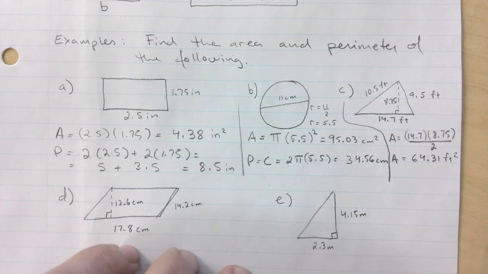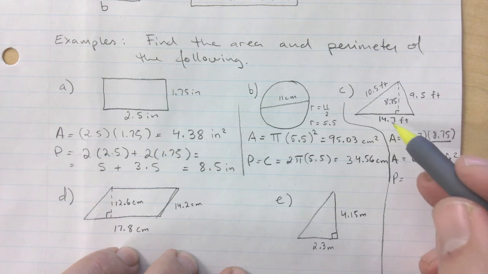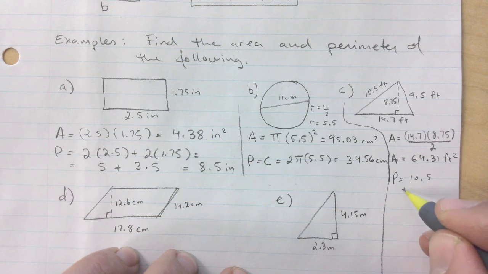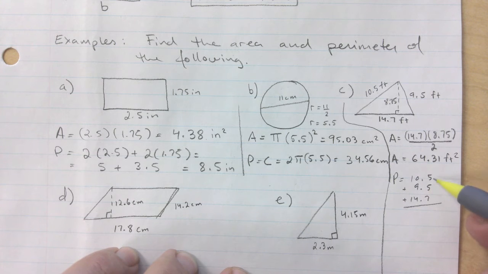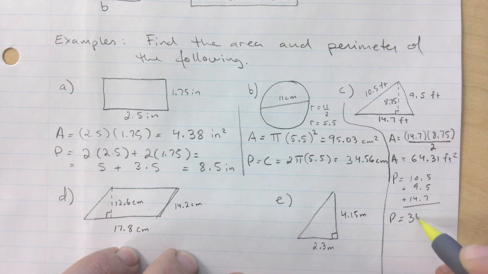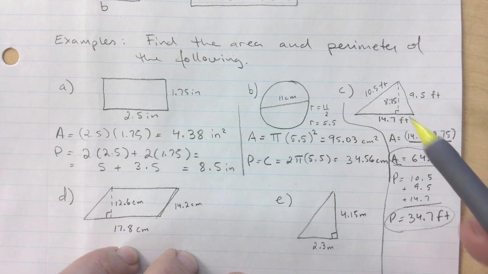I'm going to borrow some room from this question down here. Perimeter, in this case, will be this plus that. 10.5 plus 9.5 plus 14.7. This will be 20 right here, plus 14.7, that would be 34.7 feet. That's the perimeter. So perimeter is there, area is right here. We did not add 8.75 to here, okay?